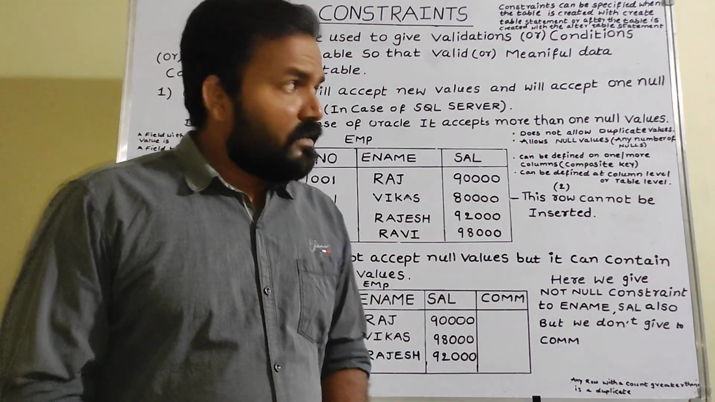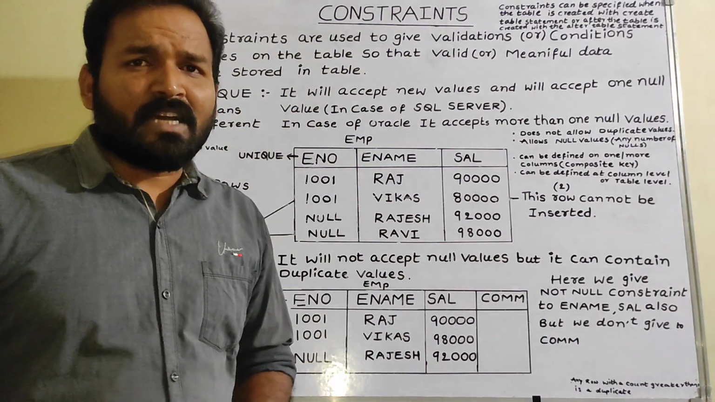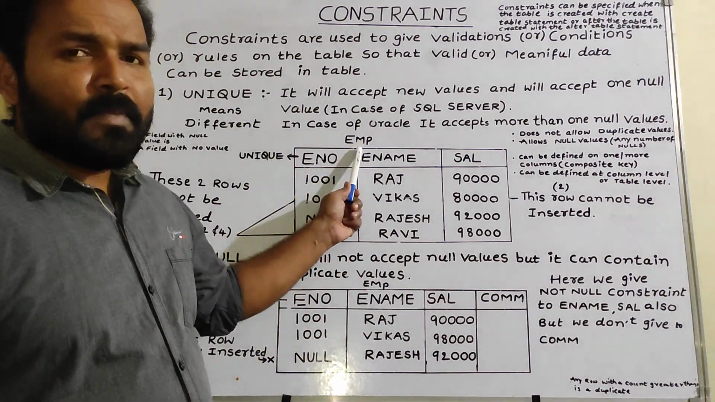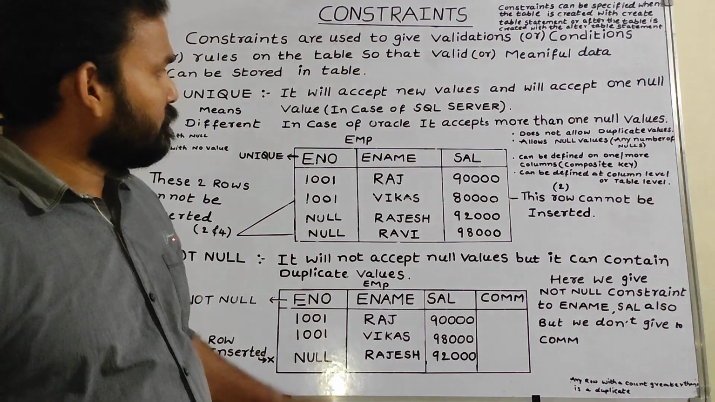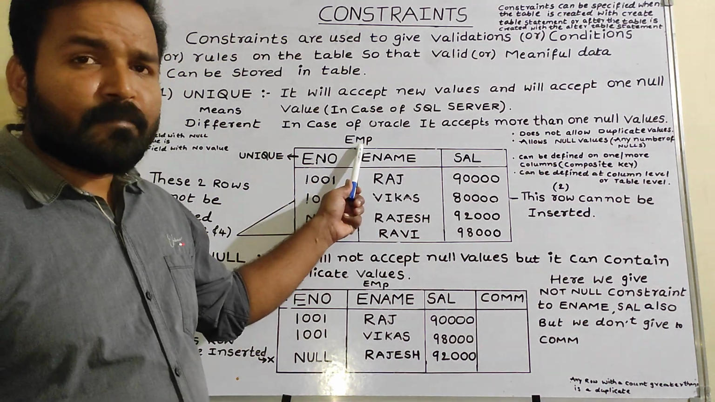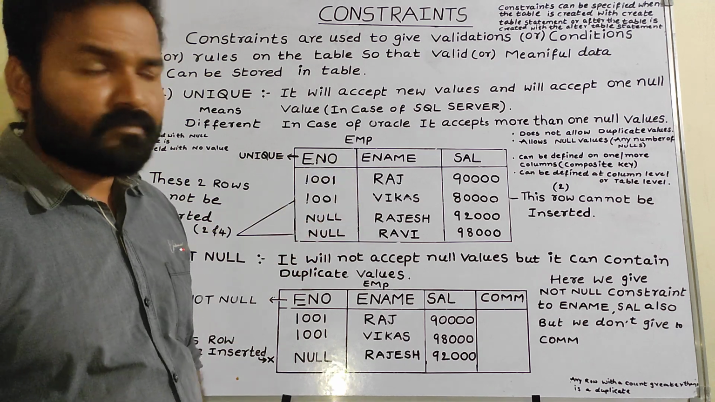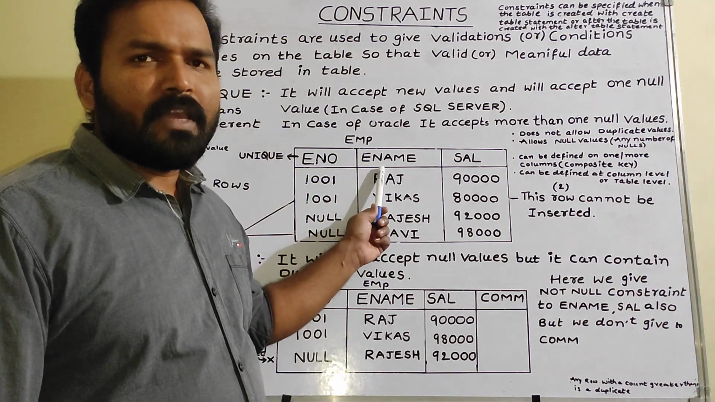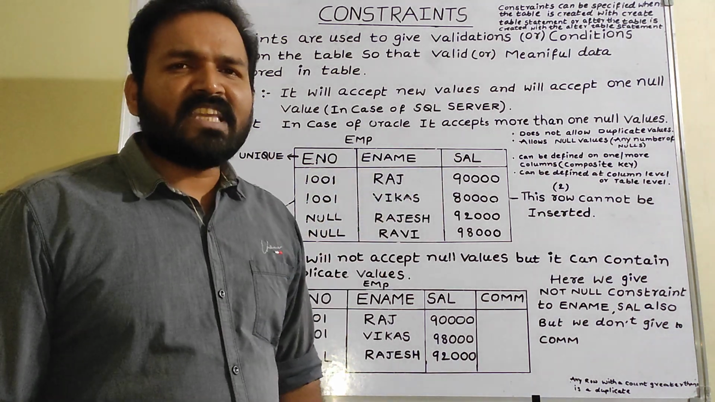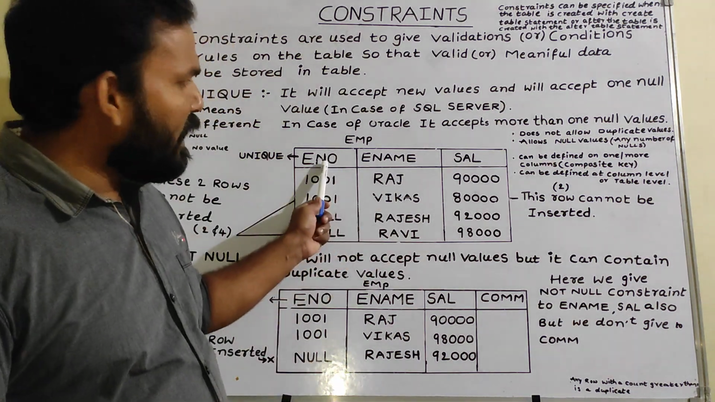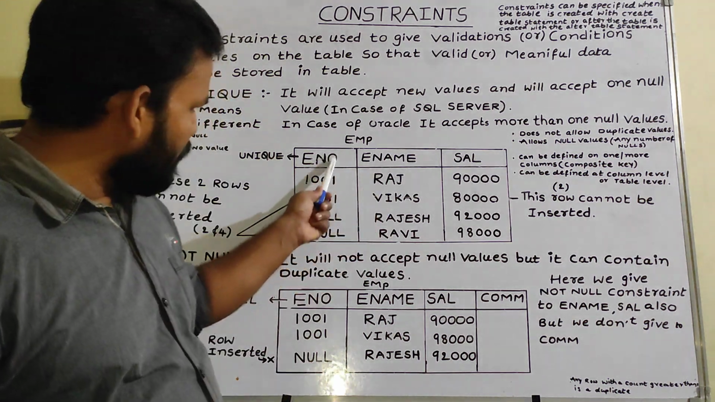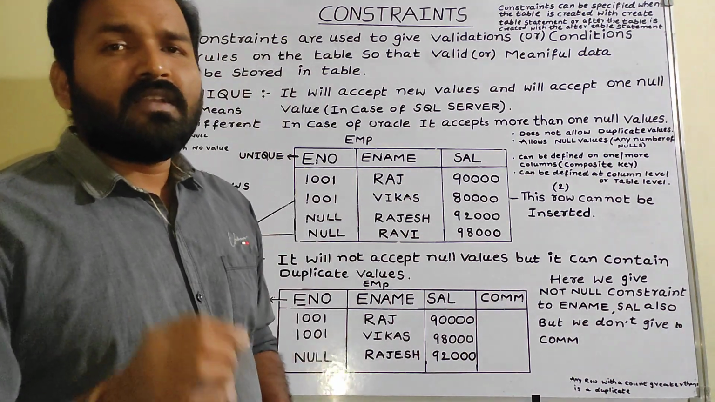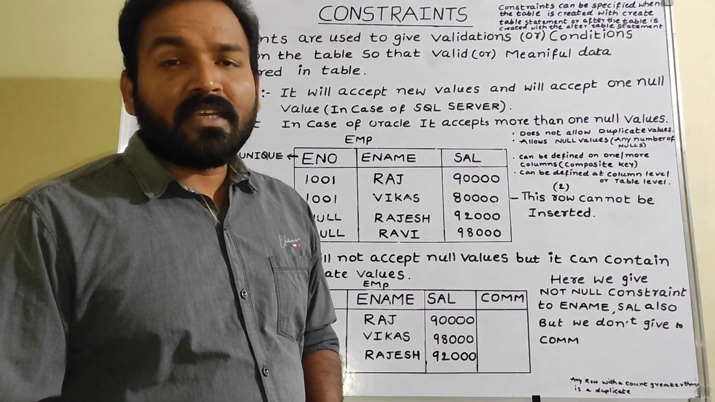Let's see an example of an employee table. EMP is the table name in this example. ENO is employee number, ENAME is employee name, SAL is salary. These are the column names.